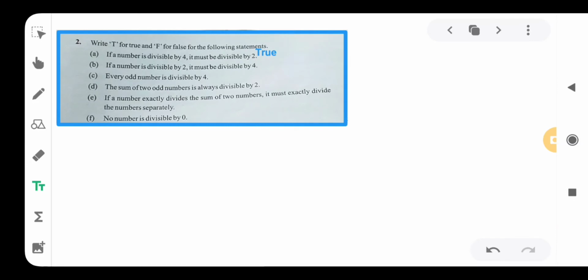Okay, let's take the next point, that is B. If a number is divisible by 2, it must be divisible by 4. Agar koi number 2 se divisible hota hai, to kya wo 4 se bhi divisible ho jayega? The answer is false, because if the number is divisible by 2, suppose we are having 2, 2 is totally divisible by 2, but this 2 is not divisible by 4. Hai na?